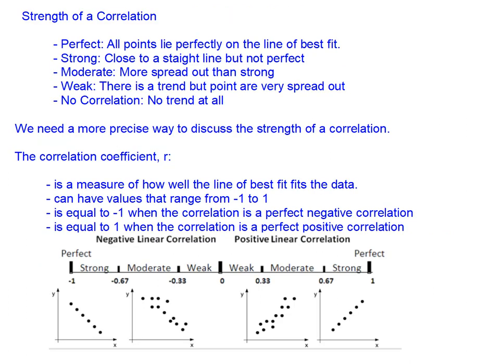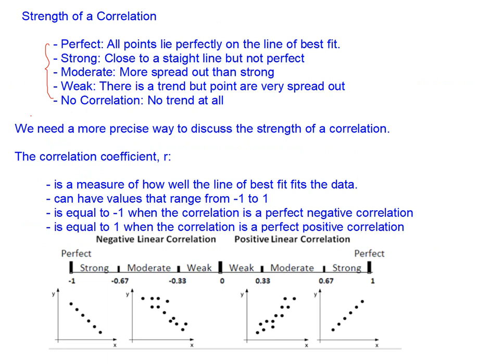Now we can talk about the strength of a correlation. There are a few different words that we can use to describe the strength of a correlation. A correlation is perfect if all of the points lie perfectly on the line of best fit, so they go through exactly. That's what we call a perfect correlation. A strong correlation would have all of the points close to the line of best fit. It wouldn't be perfect. Some might be off by a little bit, up a little bit, down a little bit, but generally the points aren't too far away from the line of best fit.